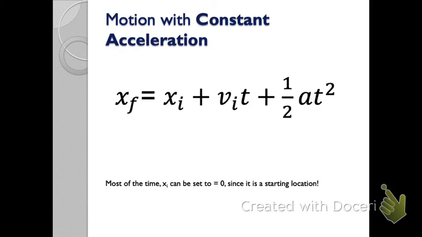Okay, so this one needs to go on our equation sheet as well. This is our second kinematics equation: X final equals X initial plus VI T plus 1/2 A T squared.